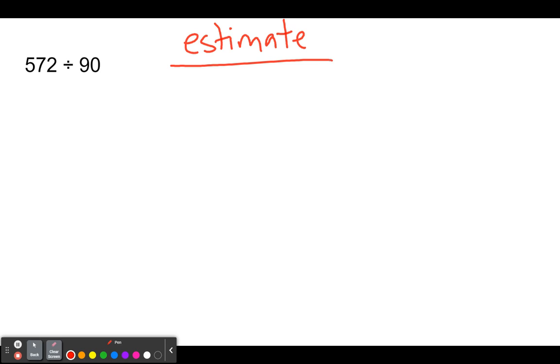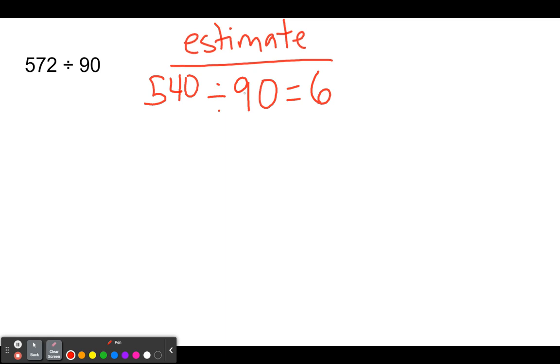I am going to go ahead and figure out what number I can round 572 to, to give us an easy number to work with when we are rounding to 90. So I'm going to round it down to about 540, because I know that if I have 90 and I multiply that by 6, that's going to give me 540. Right? So 90 times 6 is going to give me 540.